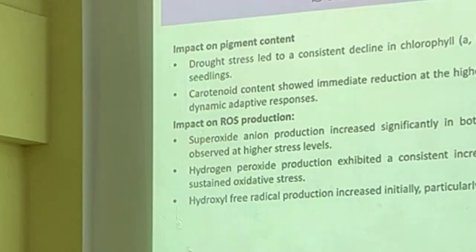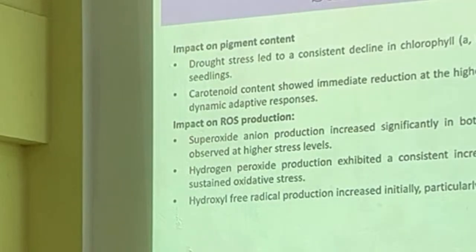These defense mechanisms. The first one I'm writing on is the impact on pigment content. Drought stress leads to a consistent decline in chlorophyll and carotenoid content in acyl element. Carotenoid content also shows immediate reduction when exposed to stress levels, with fluctuations over time that may be due to dynamic adaptive responses.